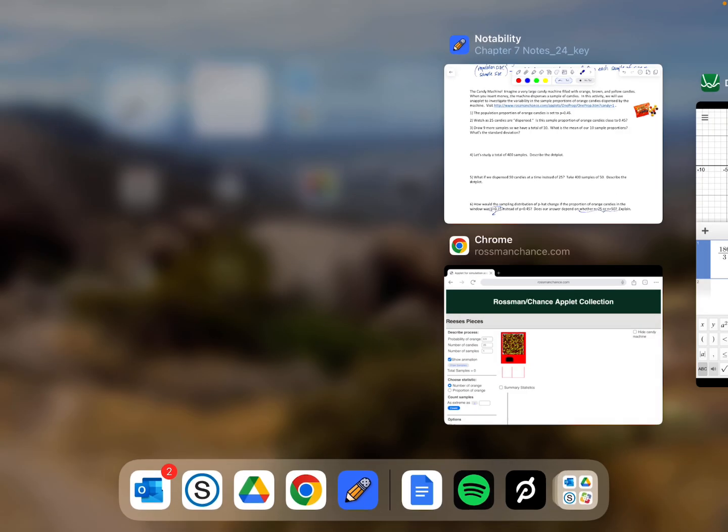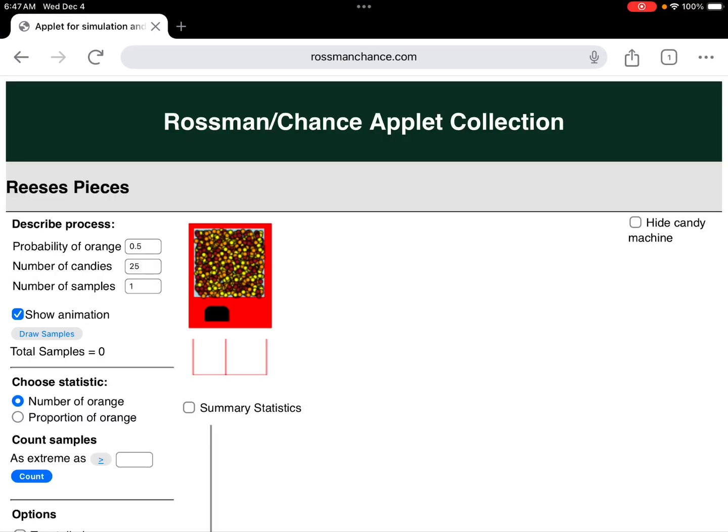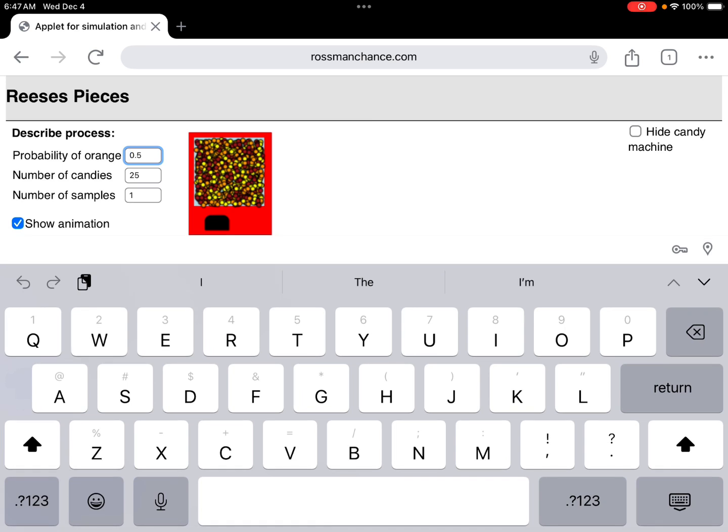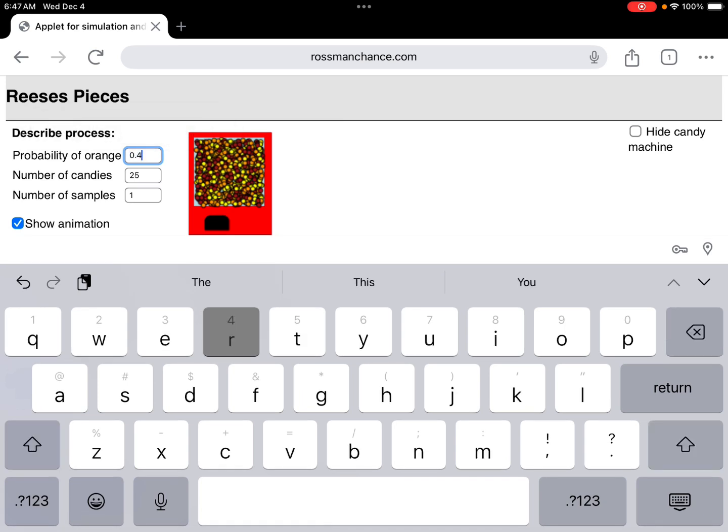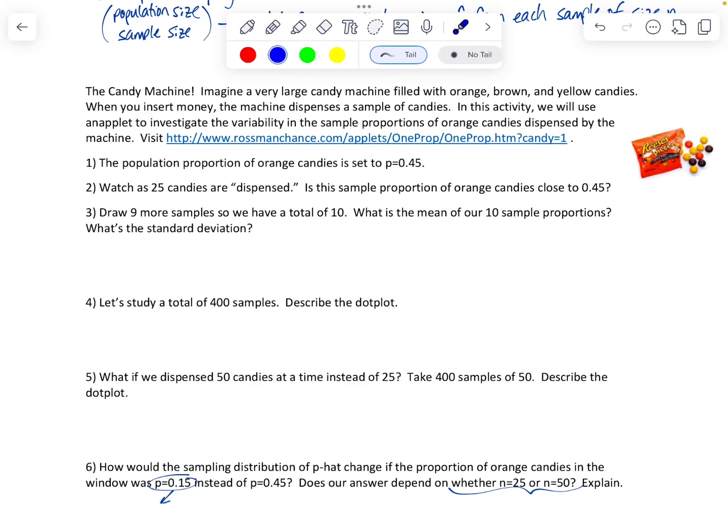Step 1 says the proportion of oranges in this entire machine, P, is 45. So I actually have this open, and I'm going to change the proportion to 45. It's set on 50, but the question says 45. What that means is 45% of the candies in this machine are oranges, okay? Proportions, guys. We're on this section called proportions. Watch as 25 candies are dispensed.